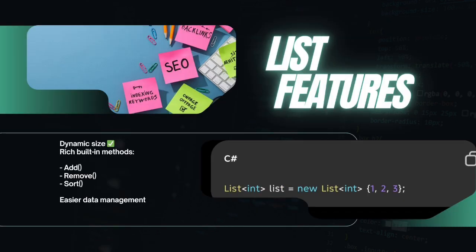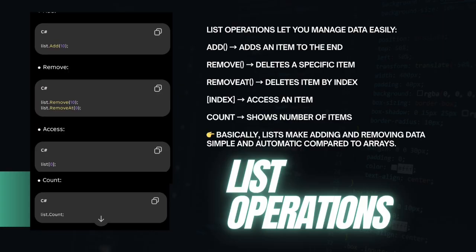A list is also more powerful because it comes with many built-in methods that make working with data easy. For example, if you want to add something, you simply use Add, and the item is placed at the end of the list automatically. If you want to remove something, you can use Remove, which deletes a specific value, or RemoveAt, which removes an item based on its position.